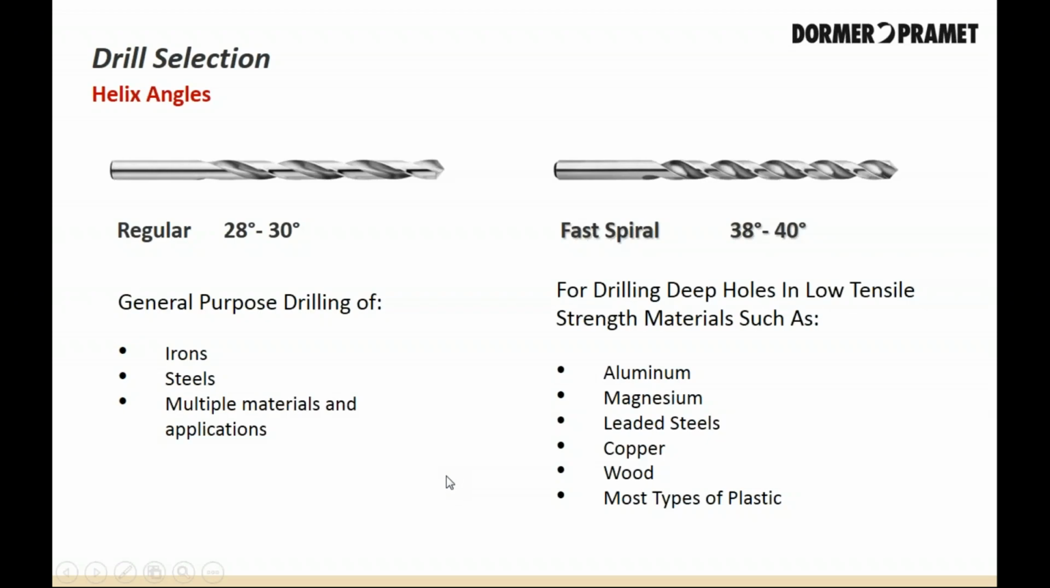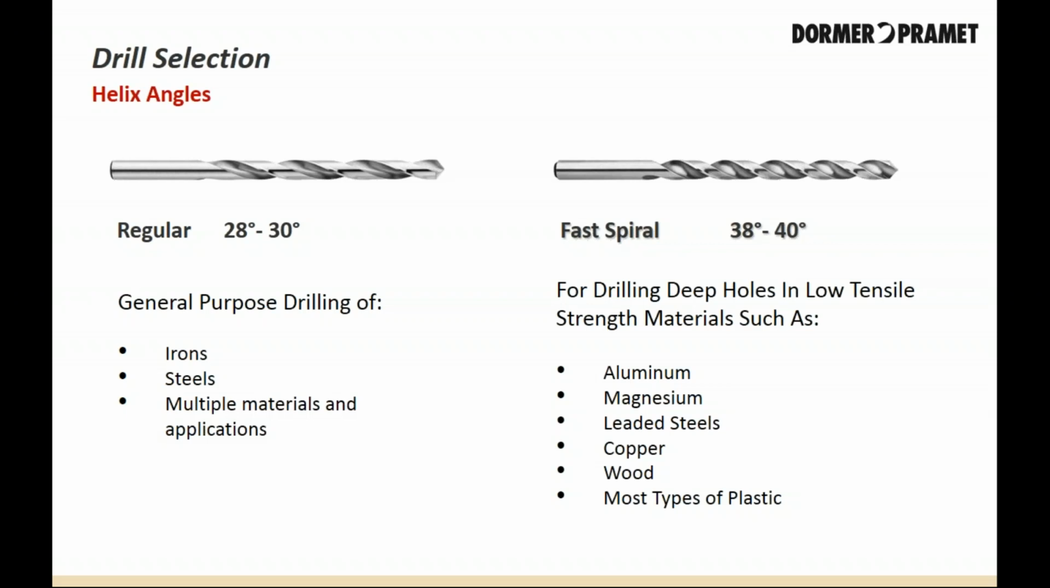A regular spiral or conventional drill, 28 to 30-degree helix, is most common and is designed to perform best when drilling shallow holes in steels and irons. The most widely used flute form in job shop drilling a wide variety of materials. You will find conventional jobber drills in almost every type of job shop you work with.